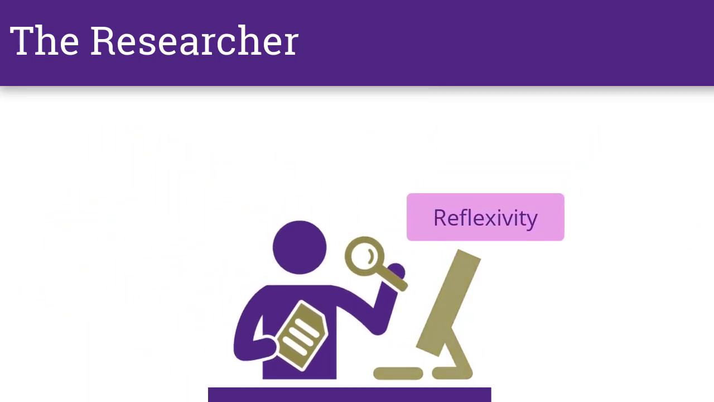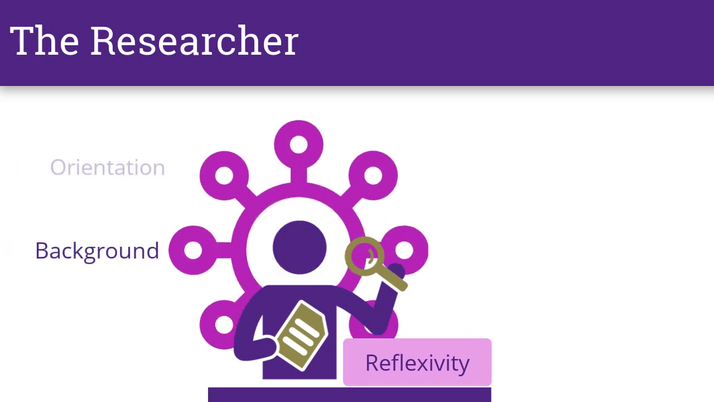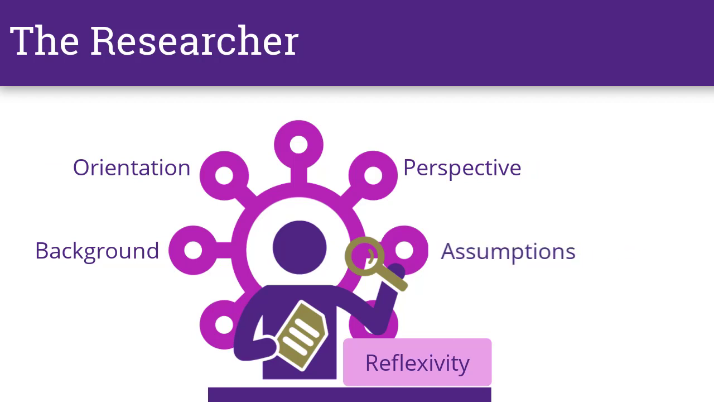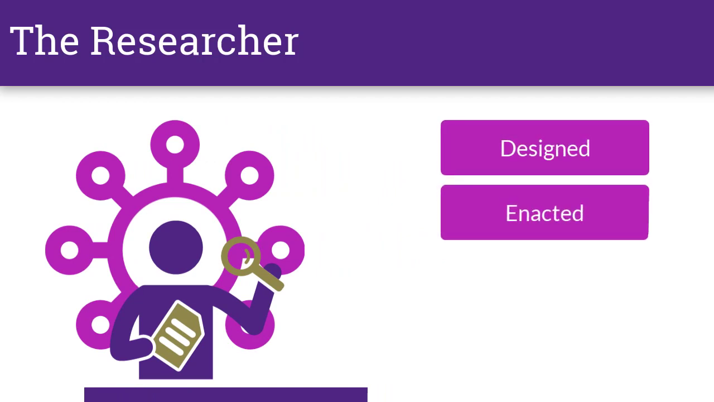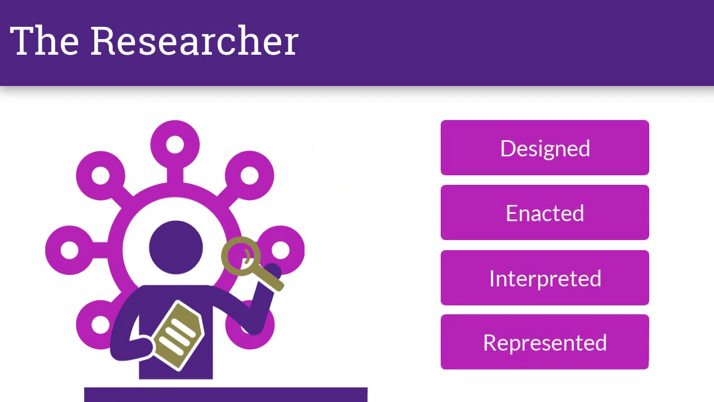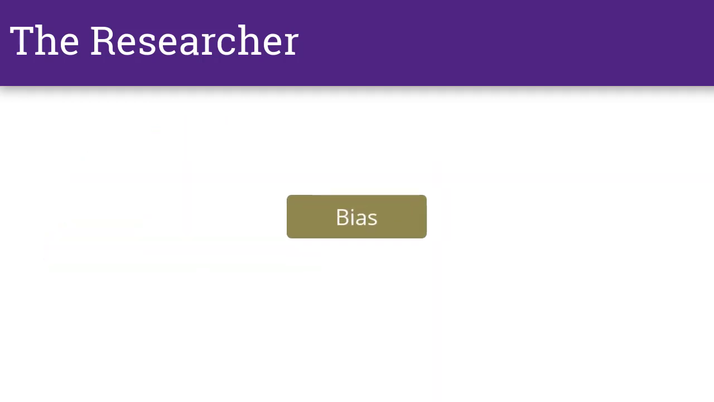This relates to describing one's personal background and orientation and how one views the phenomenon being studied, such as what they assume to be important features or how they see the context. This influences how research is designed, enacted, interpreted, and represented. So if we think of the concept of bias, it doesn't fit well with certain assumptions.